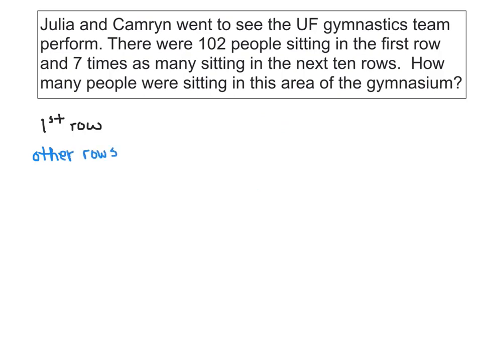And again, I will ask myself the question of who has the smallest amount in comparing those two. And I see that there were 102 people sitting in the first row and 7 times as many sitting in the next row. So that's what I need to put into my story. Okay, so there's the small block for the one block for the first row. And then it says there's 7 times as many in all the other rows, so I'll need to duplicate that.